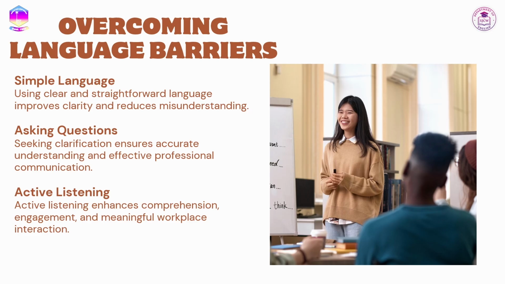And thirdly, active listening. Active listening will enhance comprehension, meaning the understanding levels and engagement, and also meaningful workplace interactions. If you are an active listener, you'll add meaning to the communication. Accordingly, interaction would be good. That will help you to overcome the barrier. So the three important things: using simple language, asking questions, and active listening will definitely help to overcome language barriers in the workplace.